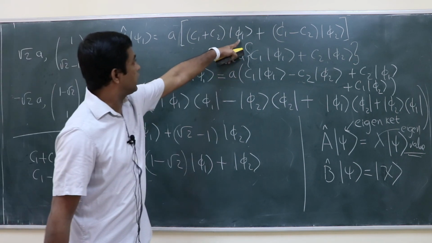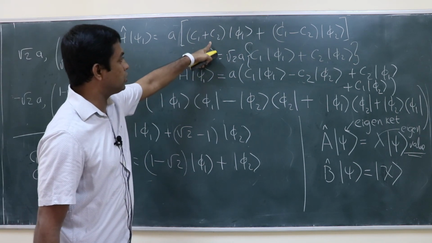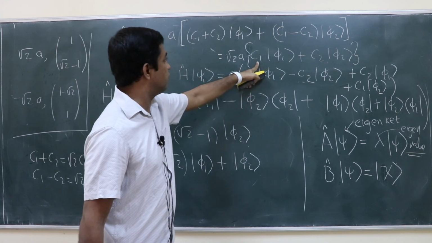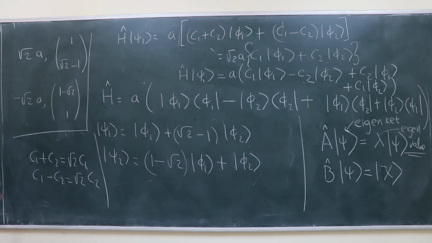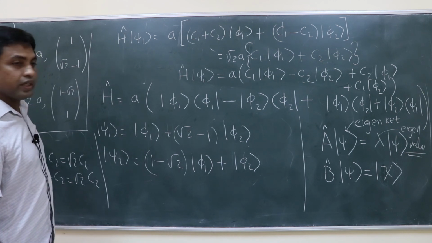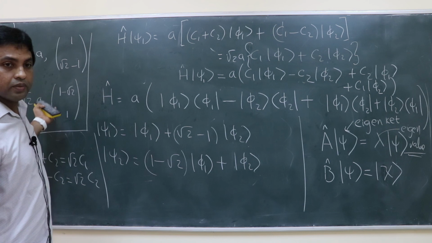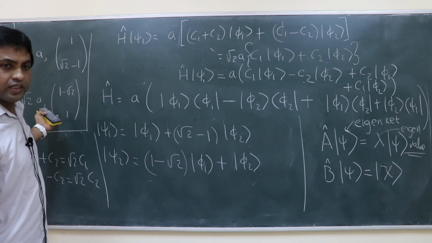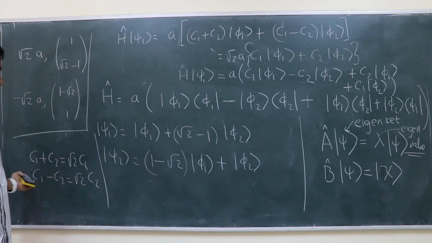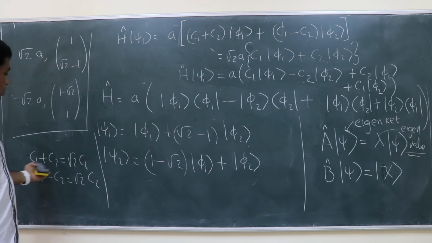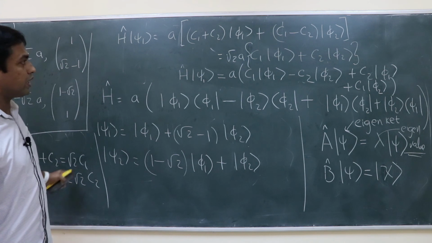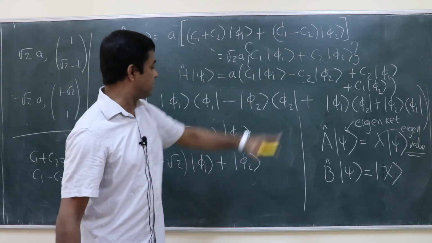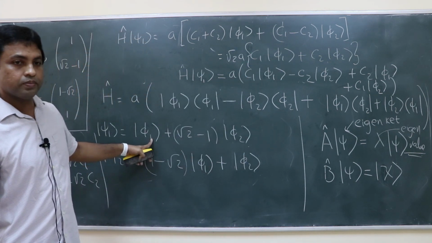Because the ket phi 1 coefficient is C1 plus C2, and here the ket phi 1 coefficient is C1 with a root 2, a will cancel out. So this is the same equation we got earlier when we did the matrix eigenvector equation, right? Yes, this is the same equation. So when you solve for C1 and C2, you get the same thing. After getting C1 and C2, you substitute them, then you will get this equation.